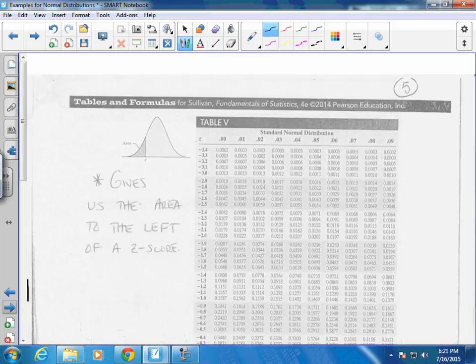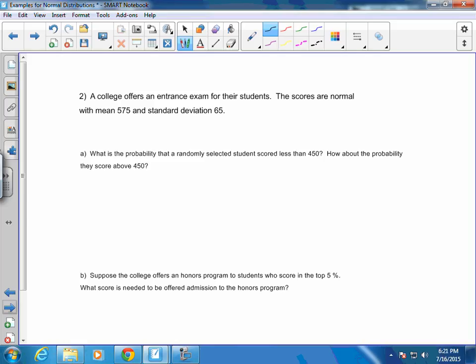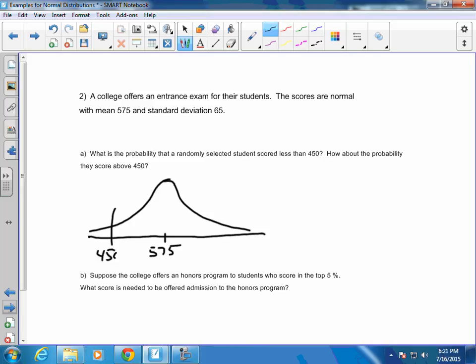All right, let's take a look at another problem. Okay, so entrance exam scores, we've got a mean of 575, standard deviation 65. So part A, what is the probability that a randomly selected student scores less than 450? I'm just drawing my picture. 575 was the mean. We want to find the probability that they score less than 450.